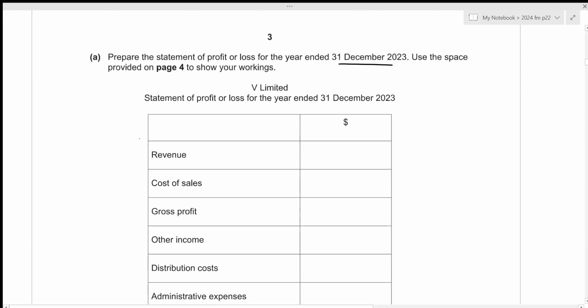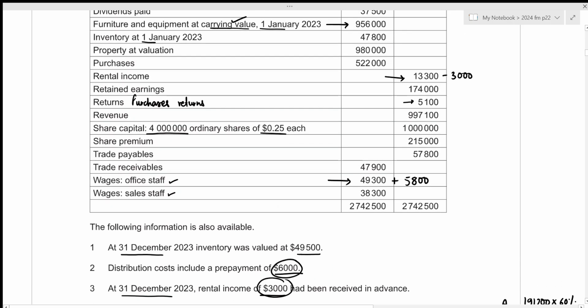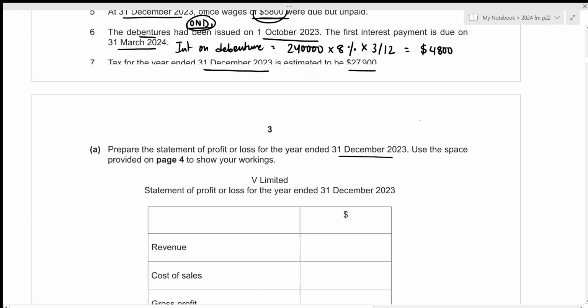Now, the first item is our revenue. Let's take a look above. We have revenue right here, and in this case we've already concluded that there is only purchases returns, so we do not have to worry about any sales returns for revenue. We can just enter the value of 997,100.